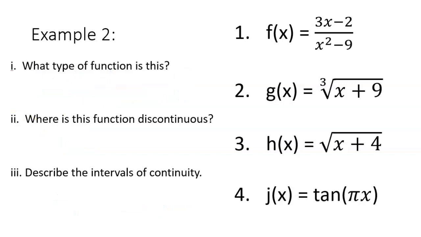Let's do one more problem here, number 3. Number 3 is a square root problem. So that is another radical problem, but this time we have an even root because it's a square root.